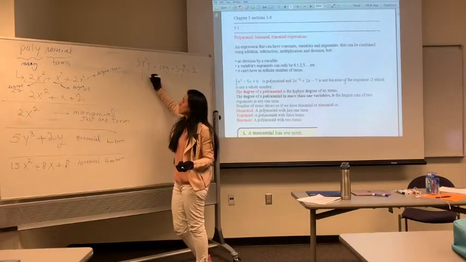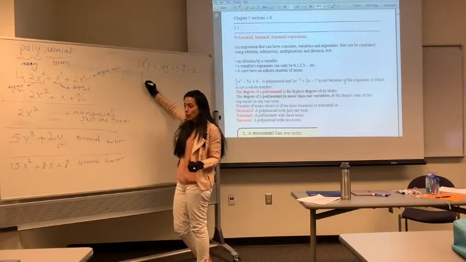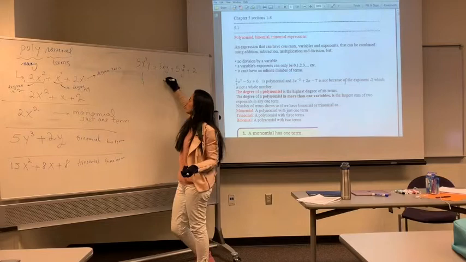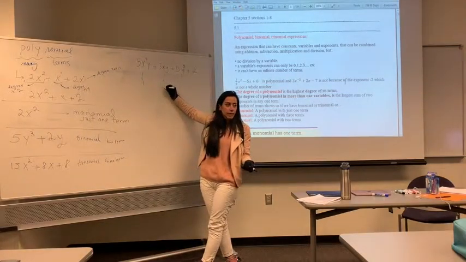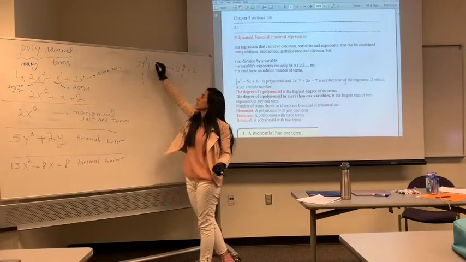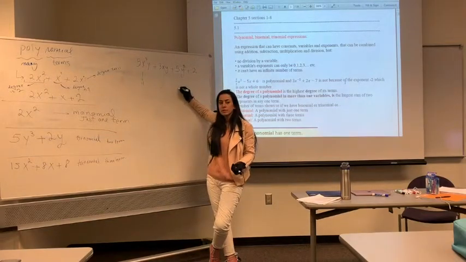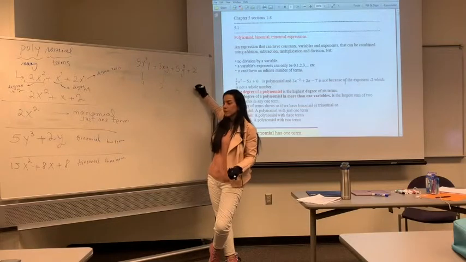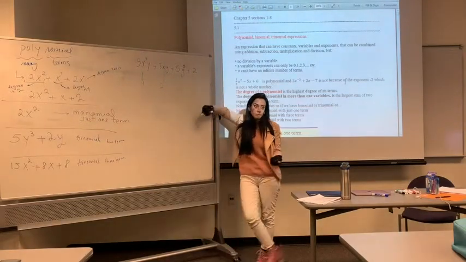Let's see. What is the degree of this term? 4, right? Yes. What is the degree of this term? 2, right? Oh wait, 1, because plus 1. Okay, 3 plus 1 is 4. What is the degree of this one? 5. What is the degree of this one? 0.